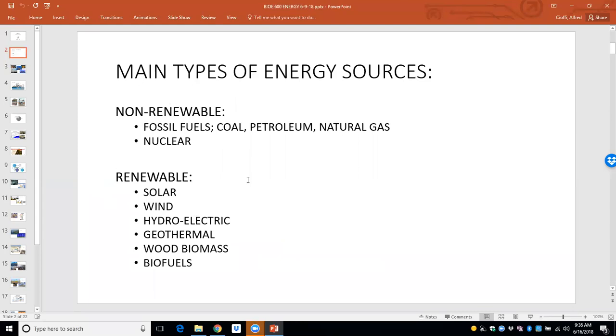So let's look at the non-renewable sources of energy first. The big one is fossil fuels, of course. Fossil fuels come in three states: solid, liquid, or gas, all right? The solid state is coal, petroleum is a very thick and complex liquid, and then natural gas of different types. That's one source of non-renewable energy, which is still the main source for energy production throughout most of the world.